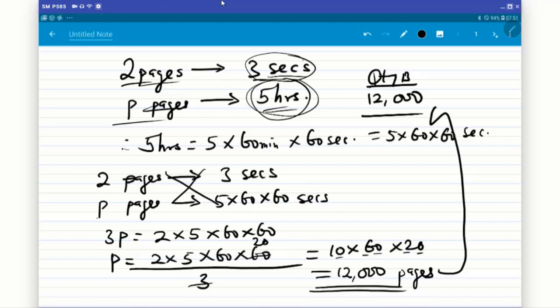And it is the same as my quantity B, as you can see. So that means my answer will be C. The two quantities are equal. Alright, the quantities are equal. So that is the simple idea with that.